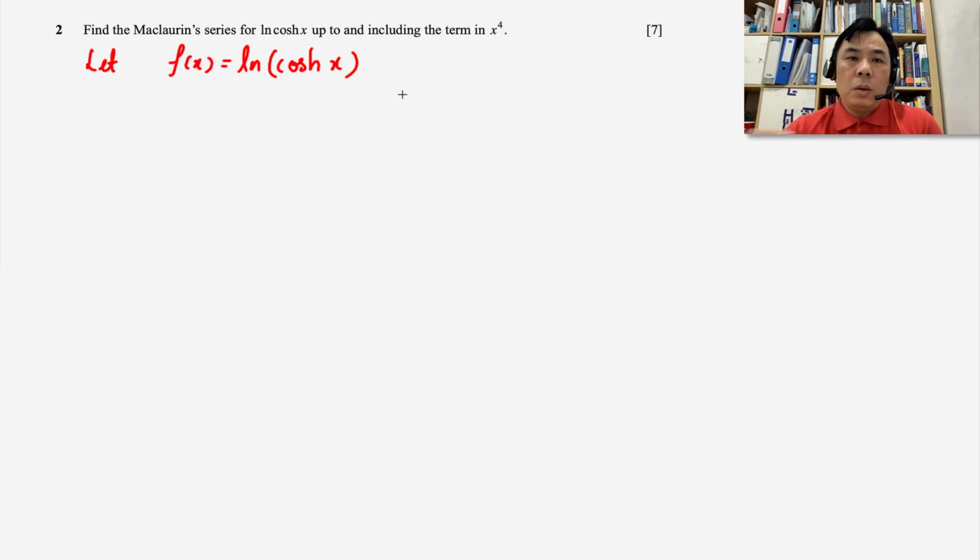Okay. Now, based on the Taylor Maclaurin series format, we will have to figure out the value of the function when x is equal to 0, because the Maclaurin series is centered at x equal to 0. All right. So by substituting x equal to 0 here, we will get ln cosh 0 here. And then from here, you must be wondering what is cosh 0 or hyperbolic cosine 0 in this case.